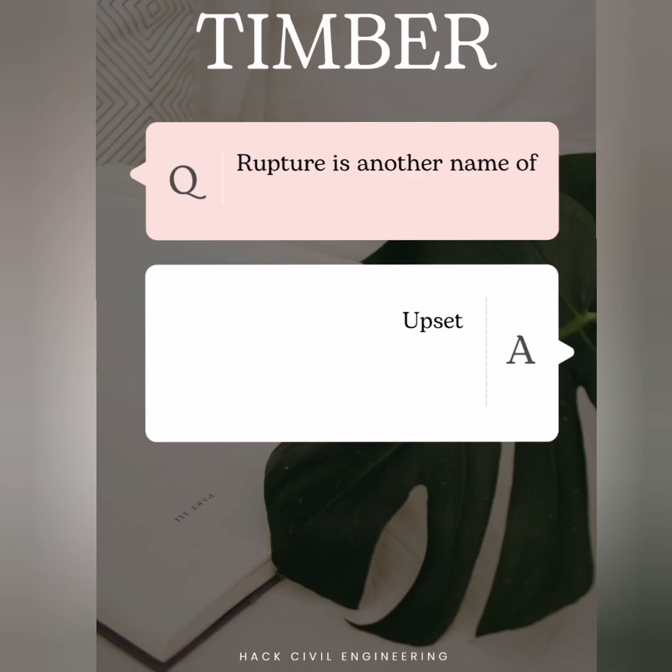Rupture is another name of upset. Fibers getting compressed due to felling of trees is known as upset. Twisted fiber is also known as wandering hearts.